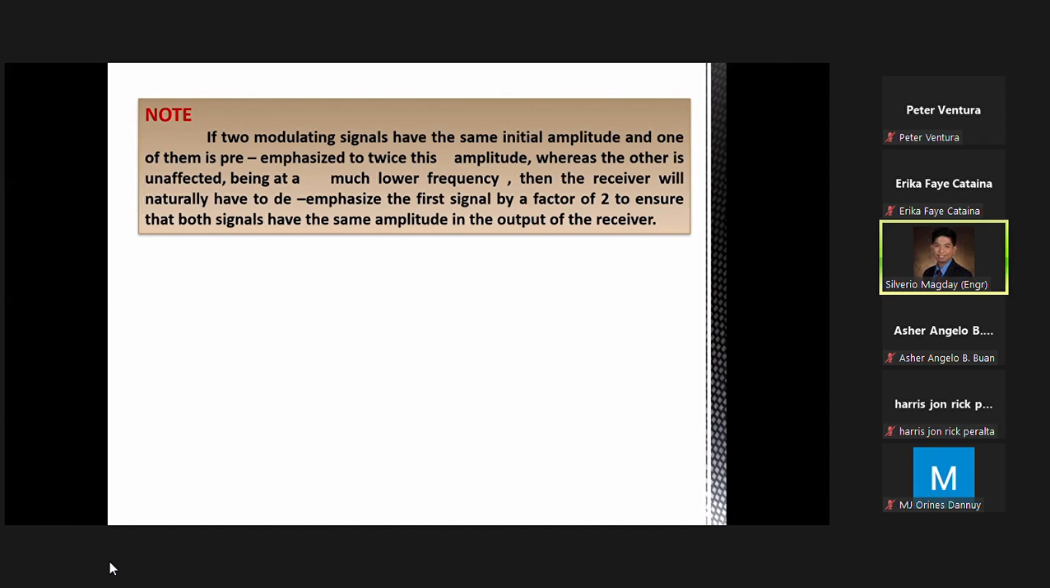Special note: if two modulating signals have the same initial amplitude and one of them is pre-emphasized to twice this amplitude, whereas the other is unaffected, being at a much lower frequency, then the receiver will naturally have to de-emphasize the first signal by a factor of 2 to ensure that both signals have the same amplitude in the output of the receiver. So there is pre-emphasis at the transmitter, and de-emphasis on the reception side.